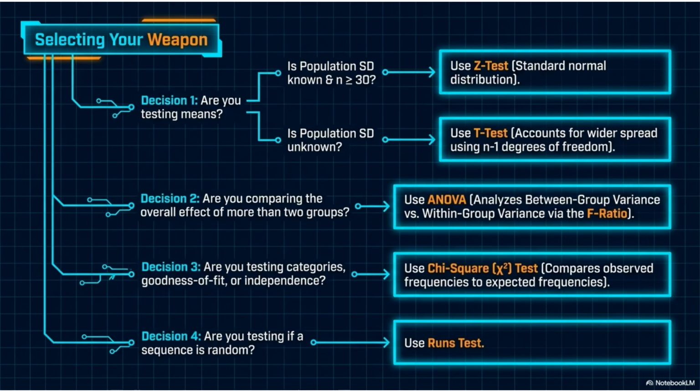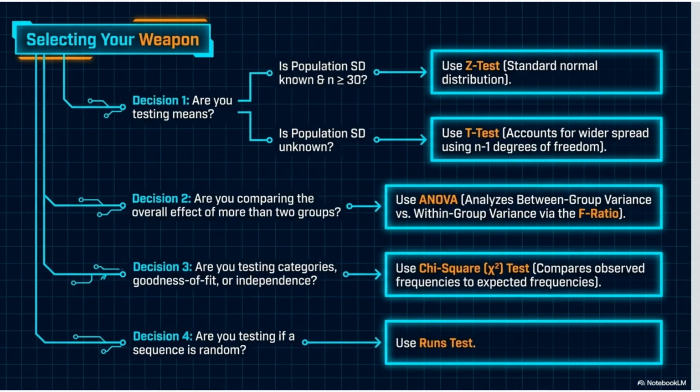Selecting your statistical tool depends on your research question. Use z-test or t-test for testing means. ANOVA compares the effect of more than two groups. The chi-square test analyzes categories, and the runs test checks if a sequence is random.